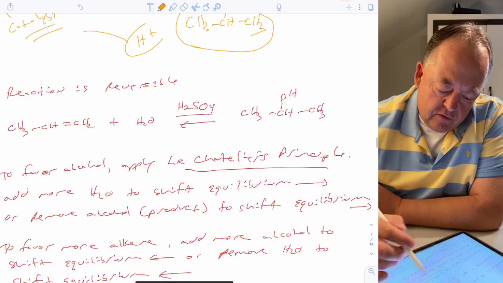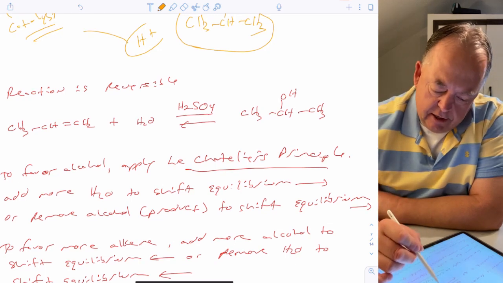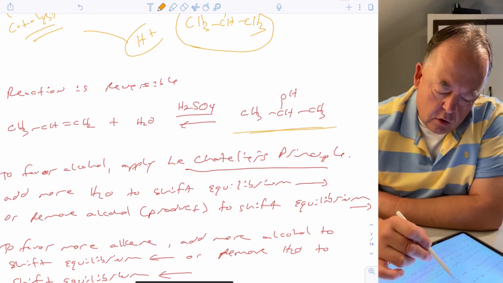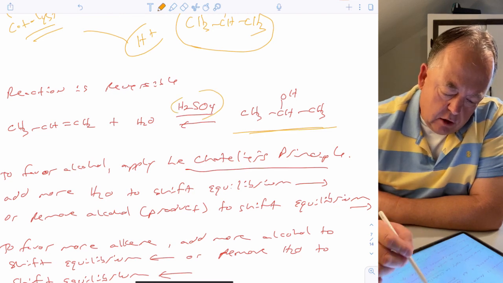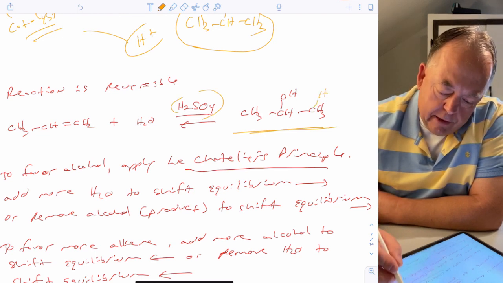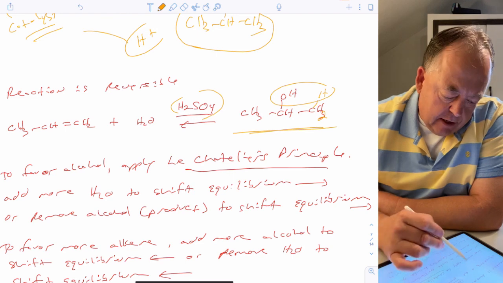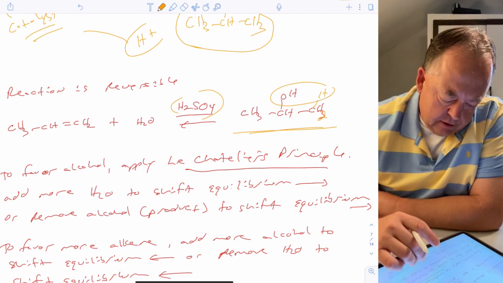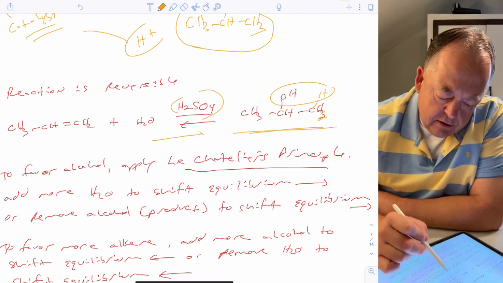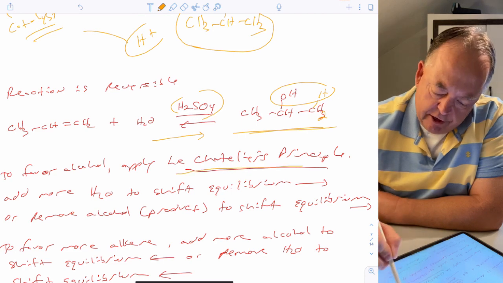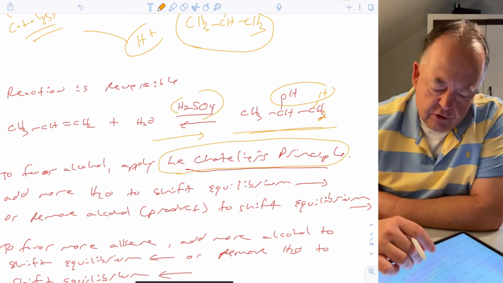So the reaction is reversible. As we'll see in chapter 10, if you take an alcohol with H2SO4, that can cause water to eliminate from the molecule and get the alkene back. And if you wanted to favor the forward reaction, you could just apply Le Chatelier's Principle, which we talked about in general chemistry too.